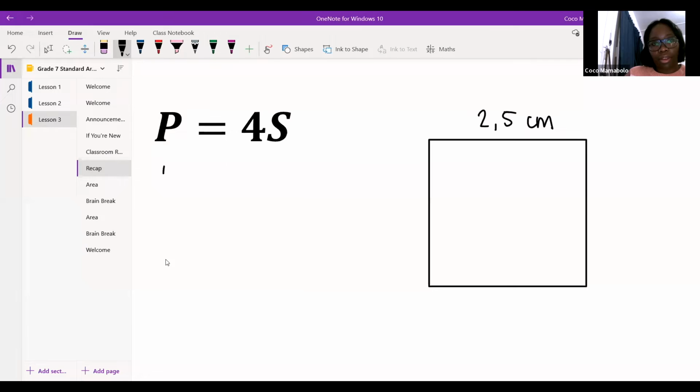P equals 2.5 times. You're doing it the other way around. What do we have to write first? Is it P equals 4 times 2.5? Good. 2.5 what? Centimeters? Excellent. What's my next line?